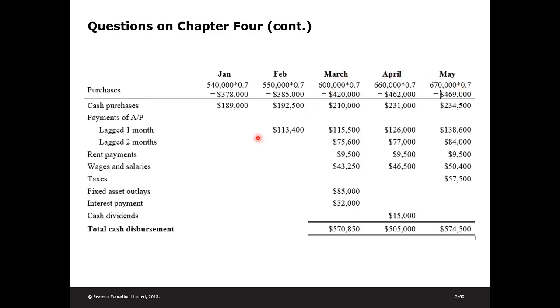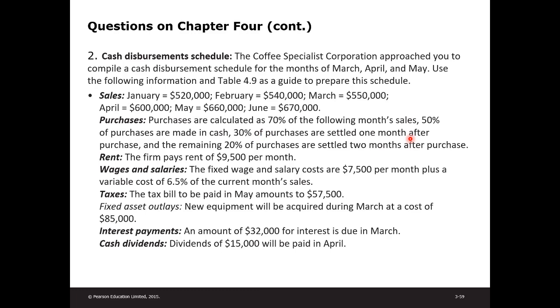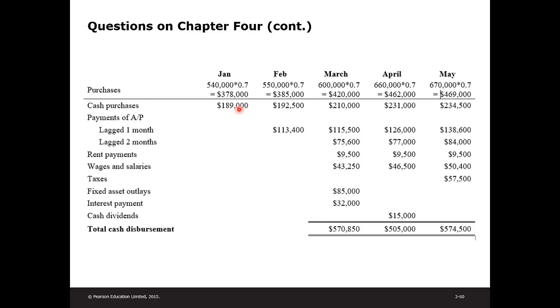Okay, then we need to calculate the cash purchase, which is, as they told us here, 50% of the purchases made in cash. So we need to multiply 378,000 by 50% in order to calculate the cash purchase, which would be 189,000, and the same thing for the following months. We will multiply 385,000 by 0.5 or 50%, to get $192,500, and so on. So here we calculated the cash purchase.